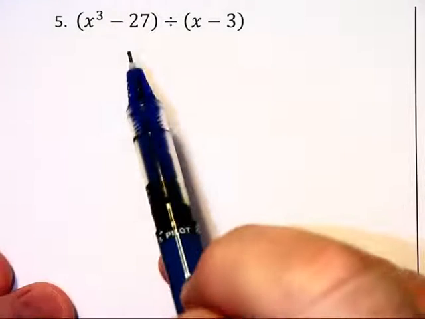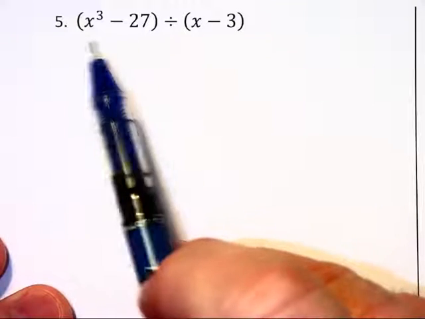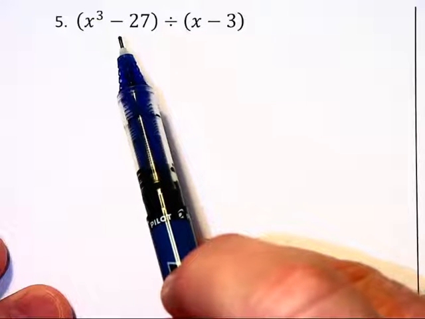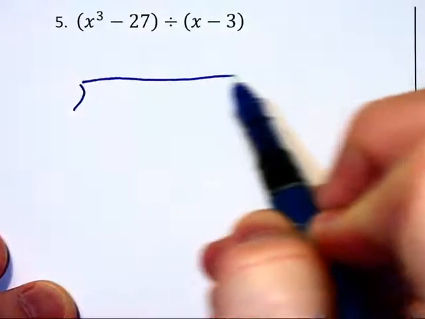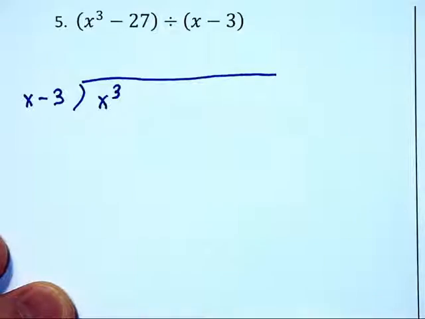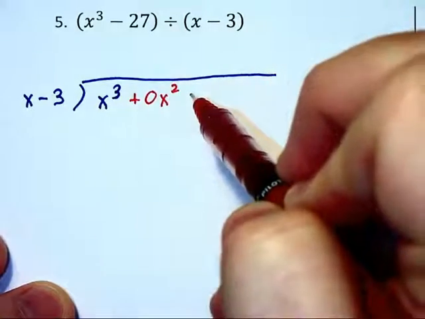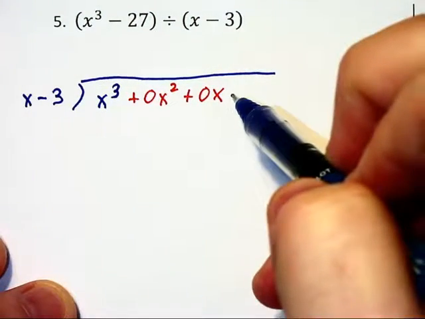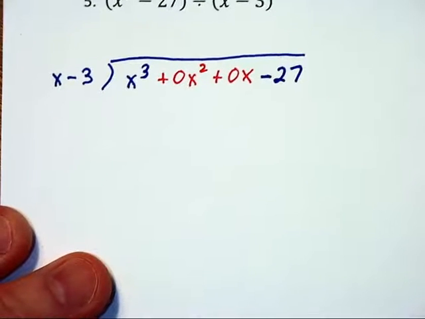Now we come to our first twist in polynomial division. Notice that what we are dividing into is skipping over an x term and an x squared term. When we go through and write out our long division, we insert 0 terms. So we're going to have 0x squared for the missing x squared term, a 0x term for the missing x term, and then bring down the minus 27. You'll see in a second why that is necessary.